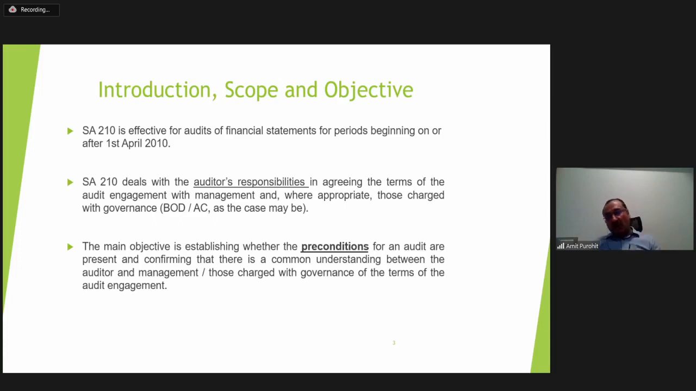Now, what is the main objective of this particular standard? The main objective of this particular standard is to establish whether the preconditions for an audit are present. And number two, confirming that there is a common understanding between the auditor and the management or those charged with the governance of the terms of the audit engagement. So there are twin requirements. First of all, whether there are preconditions which are present or not, and confirming that there is a common understanding between the two parties on the terms of the audit engagement.